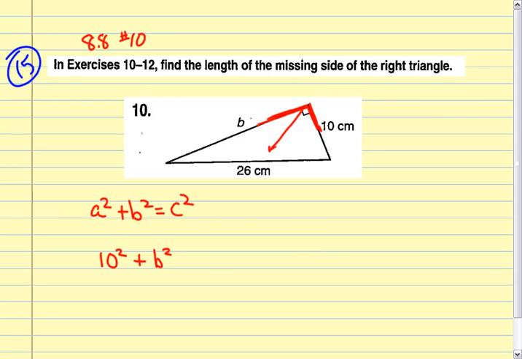Hang on, let me finish talking. And the hypotenuse is the one that doesn't make up the right angle, and that's always c. You figured it out? Good. Okay, so what should I replace c with, Luke? 26 squared. So what am I trying to find here? Luke? B. B, all right.